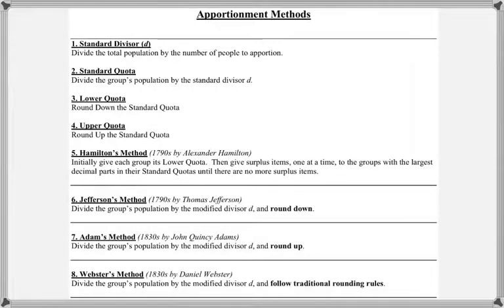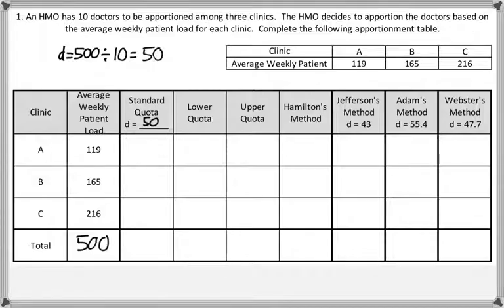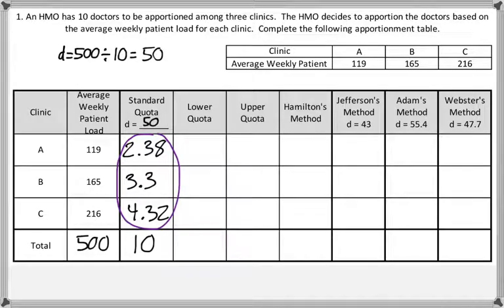Next, we want to find the standard quota. To do this, we need to divide the group's population by the standard divisor. So 119 divided by 50 is 2.38. 165 divided by 50 is 3.3. And 216 divided by 50 is 4.32. If you add all of these up, you get 10. This should equal 10 because we have 10 total doctors that we are trying to apportion. In a perfect world, you would give each of these clinics exactly these many doctors. But the decimal doesn't make any sense, so this is where the other methods come in.